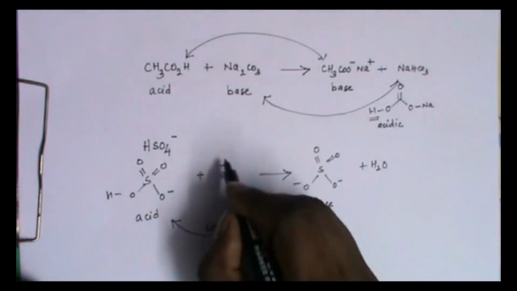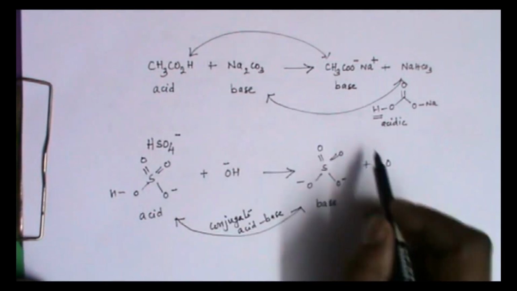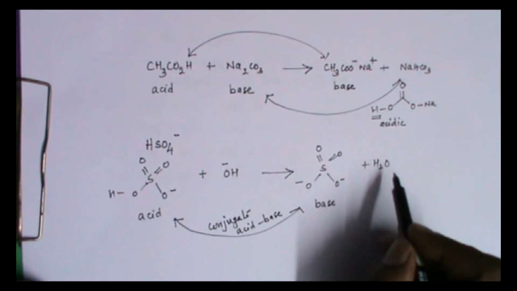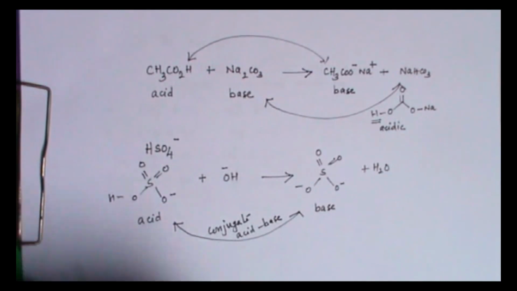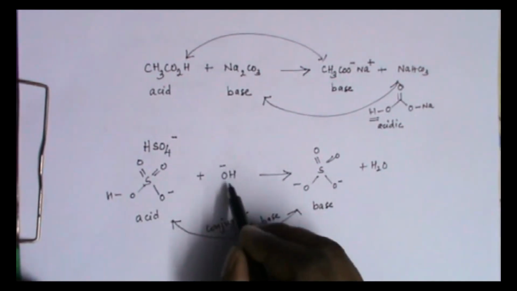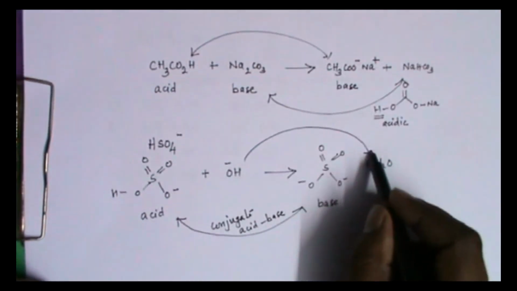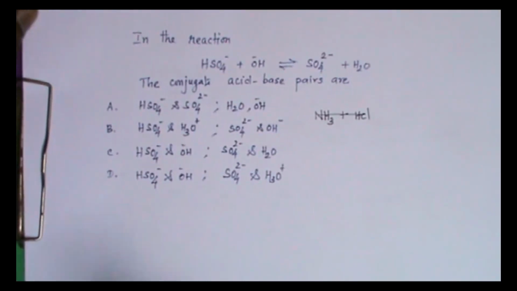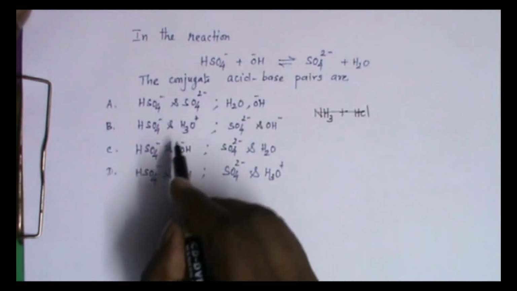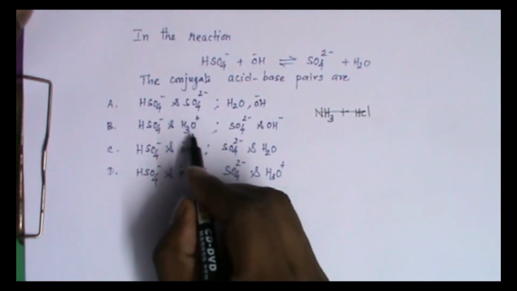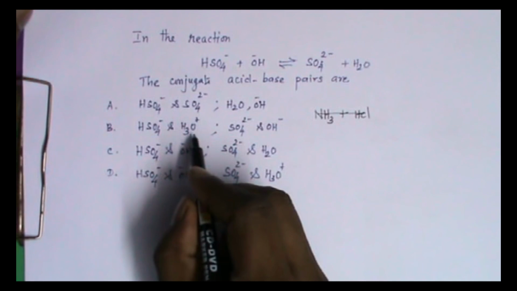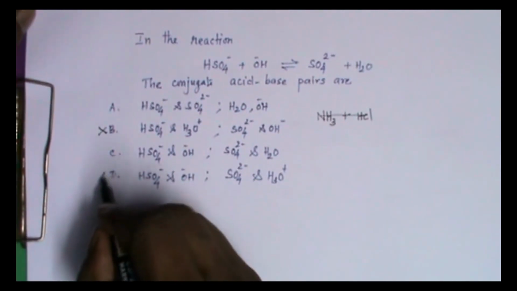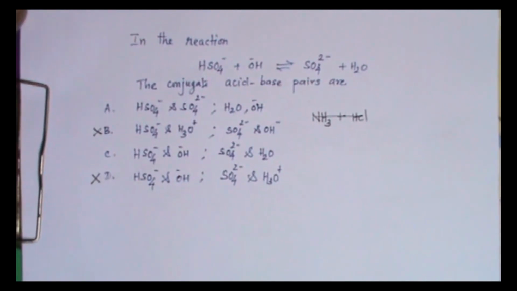OH minus is base. After the abstraction of proton, what we get is water. Water can give H plus. So this is acid. This one is base. So these two are conjugate acid-base pairs. Now let us go to the options. In the equation, we don't have H3O plus, but it is given in the options. It is not possible. Similarly, in the last option also it is given. So easily we can eliminate two options.